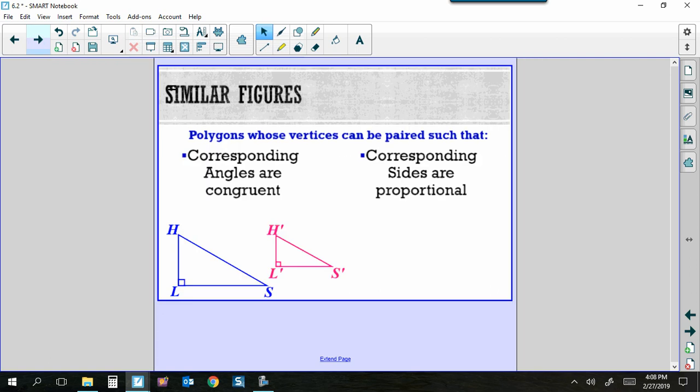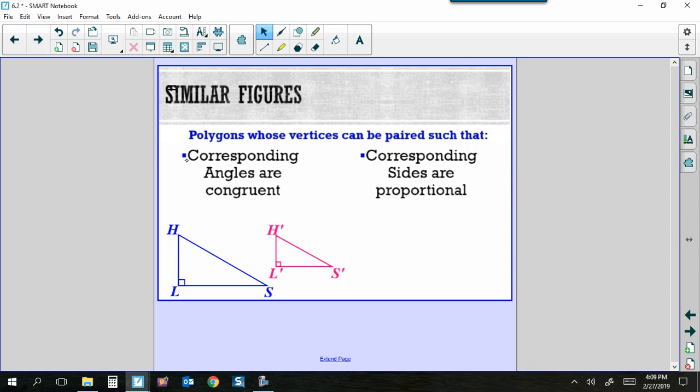Similar figures, they're going to have corresponding angles remain the same. We talked about this a little bit when we were doing dilations. Dilations, the angles didn't change, if you remember from our previous lesson. So similar figures, the corresponding angles do not change.